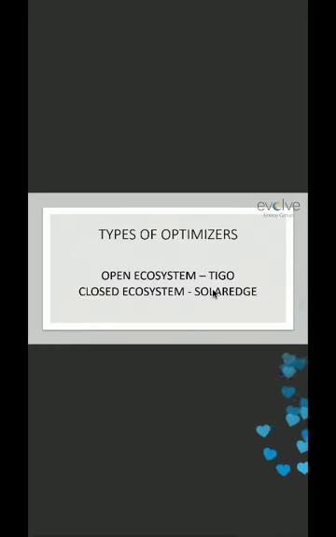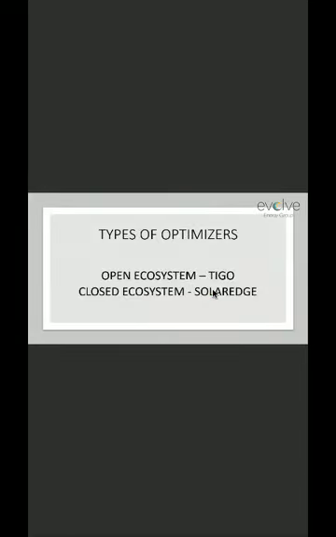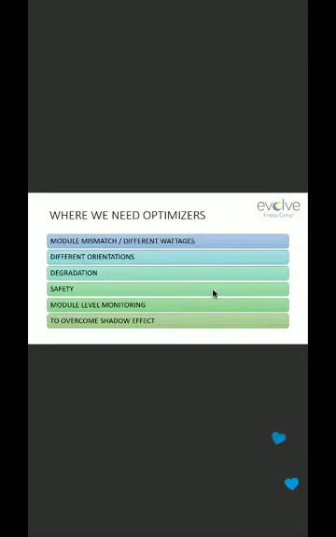Types of optimizers. First, we can say there are 2 types of optimizers in the system, that is open and closed. What is open and closed? When the optimizer is compatible with all inverter technologies, then it's an open ecosystem. What is a closed ecosystem? When the optimizer is only able to generate power when it has a compatible brand of inverter, then it is a closed ecosystem. We all know what the optimizers in the market are like.